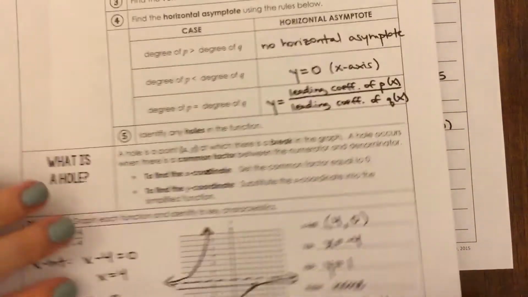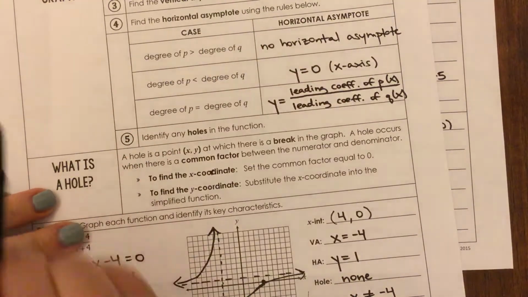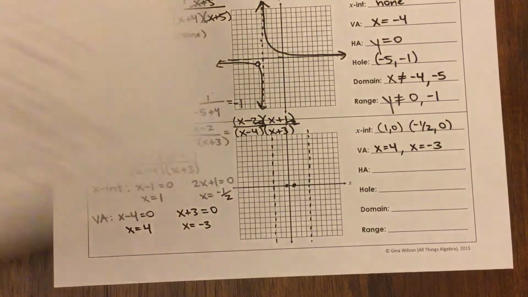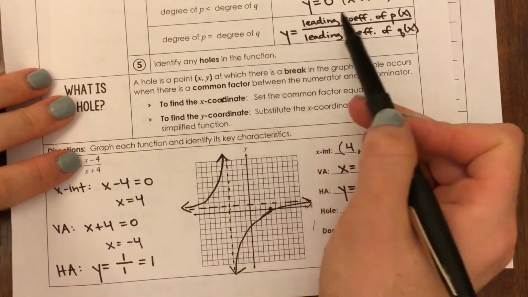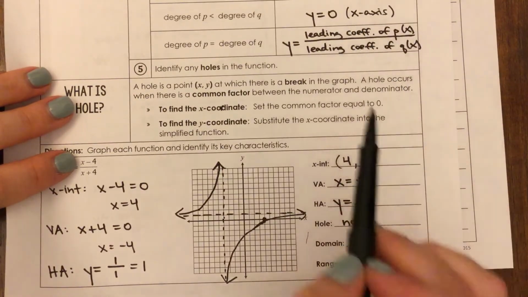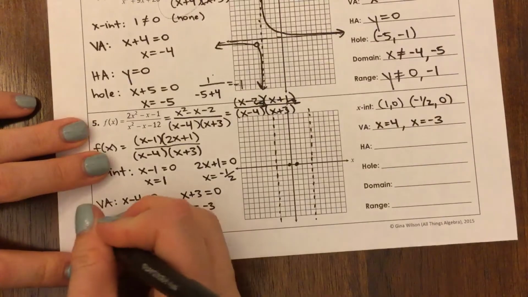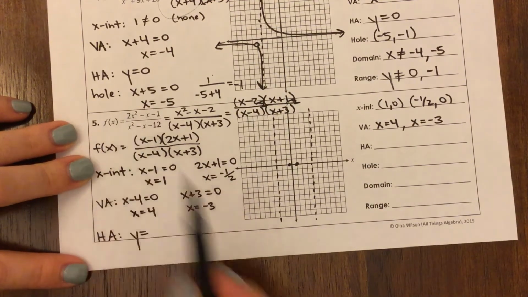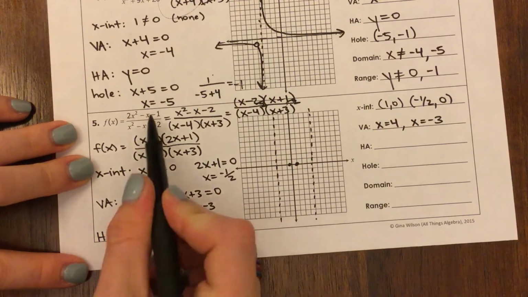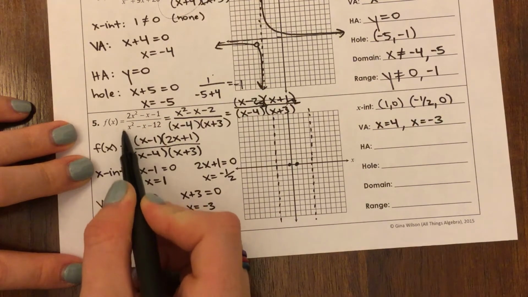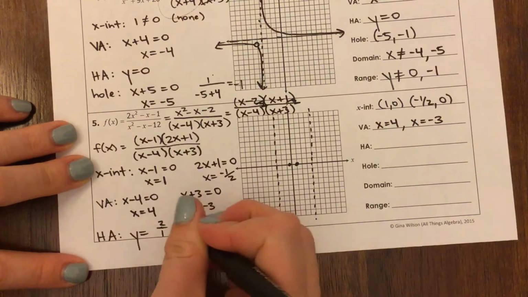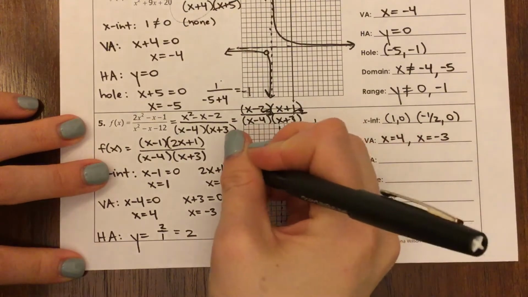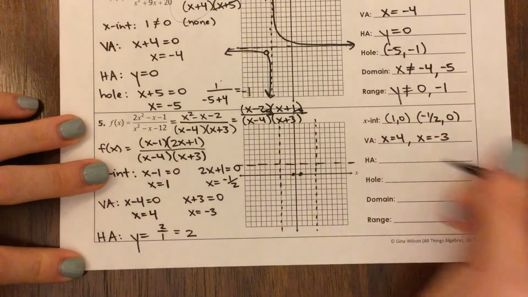Step 4, find the horizontal asymptote using the rules below. So we have a degree of 2 in the numerator, a degree of 2 in the denominator. So that is this third rule where we use the leading coefficient of p over the leading coefficient of q. So my horizontal asymptote is y equals the leading coefficient of p, which is 2, over the leading coefficient of q, which is technically a 1 in front of that x squared. So 2 over 1 gives me a horizontal asymptote of 2. So I will plot it. I will write it down.